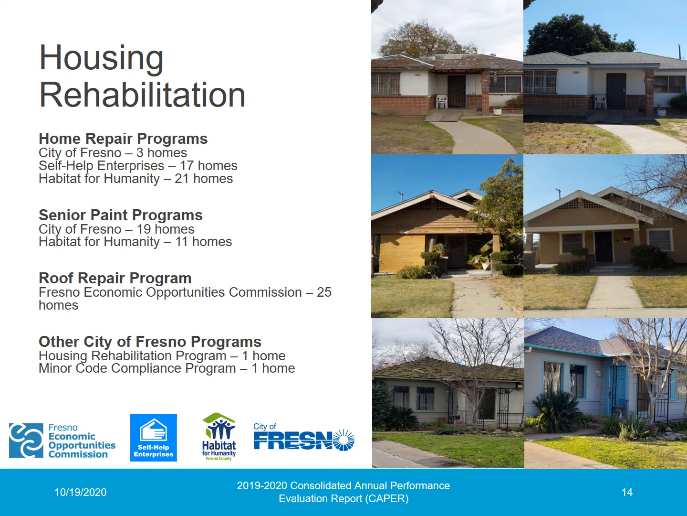The city implemented owner-occupied housing rehabilitation programs by providing funding to its Housing and Community Development Division home repair programs, as well as by providing funding to three subrecipient partners, including Habitat for Humanity, Self-Help Enterprises, and Fresno Economic Opportunities Commission. Altogether, the city and its subrecipients assisted 98 households with home repair, senior paint, roof repair, minor code compliance, and housing rehabilitation programs.